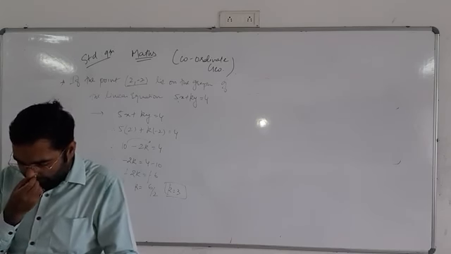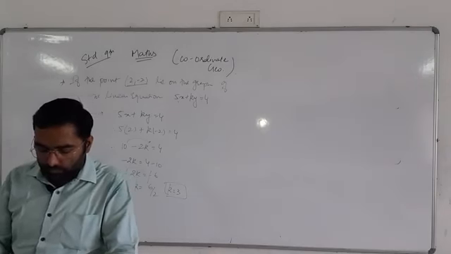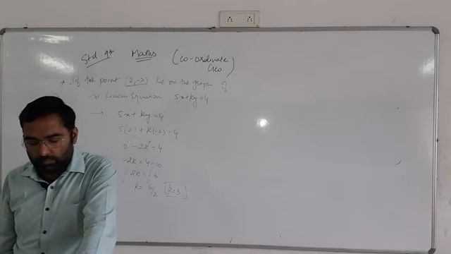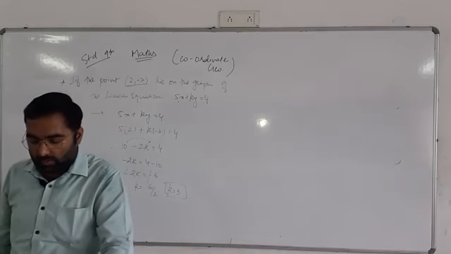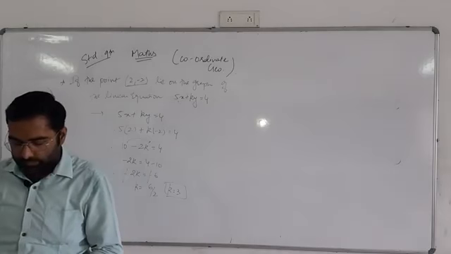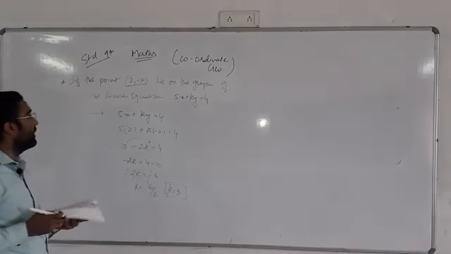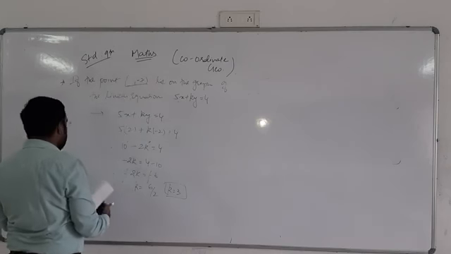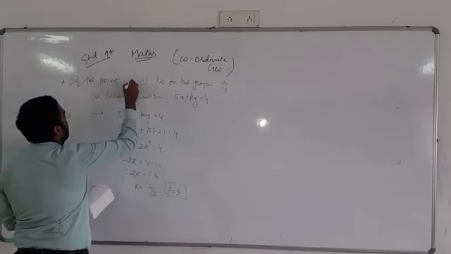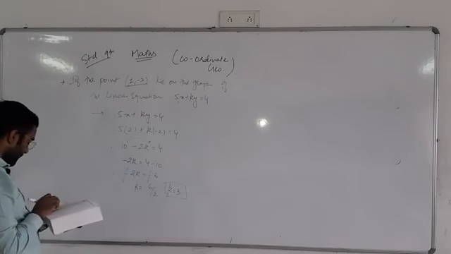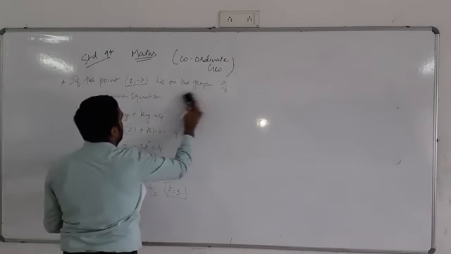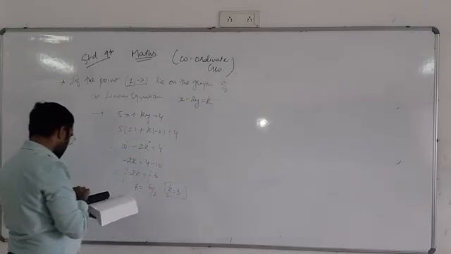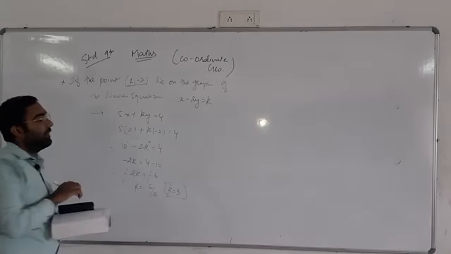Okay, students, clear? Now we have to take another example: find the value of k for which the point 1 comma minus 2 lies on the graph of the equation x minus 2y equal to k. Okay. For this equation find the value of k.